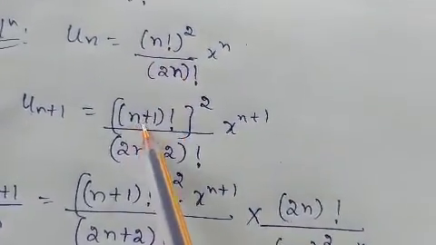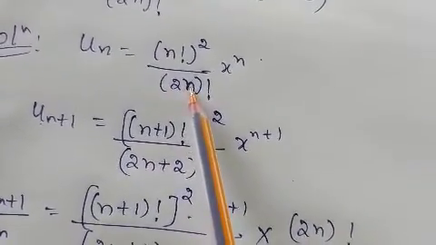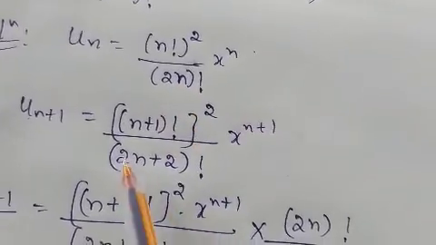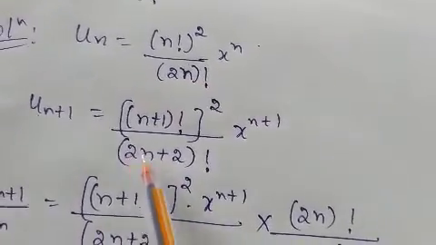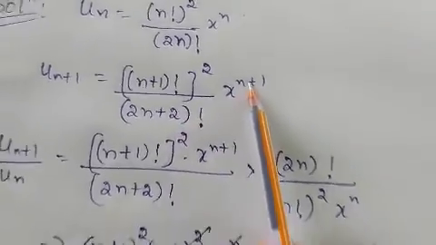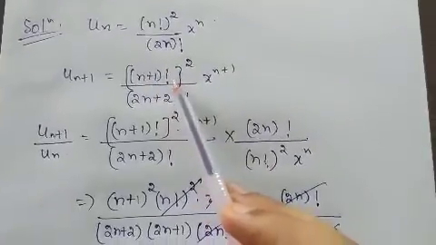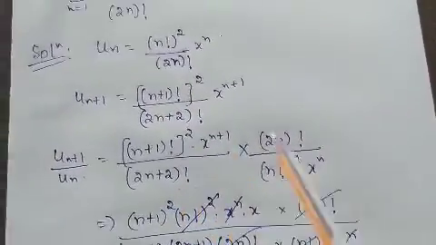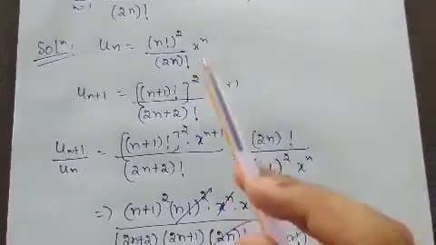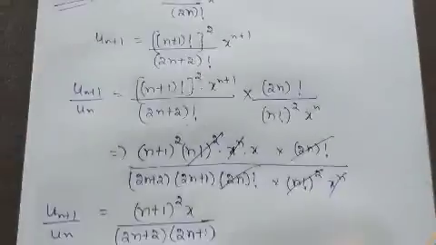So n factorial is replaced by (n plus 1) factorial whole square divided by (2 times (n plus 1)) factorial, which is nothing but (2n plus 2) factorial, times x to the power n plus 1. Next, un plus 1 by un. Already you have un plus 1: (n plus 1) factorial whole square times x to the power n plus 1, divided by (2n plus 2) factorial, divided by un. So reciprocal, it will become (2n) factorial divided by (n factorial) whole square times x to the power n.